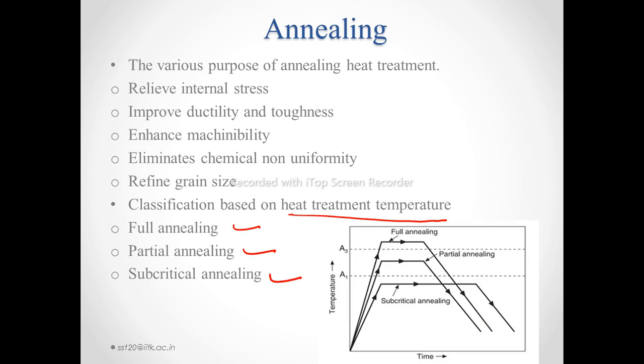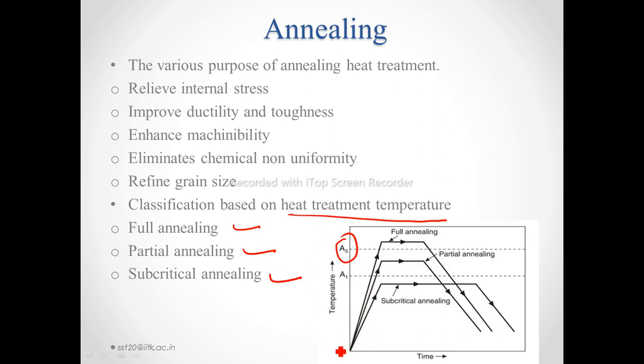Full annealing: steel is heated above the upper critical temperature and then it is cooled very slowly. This is the upper critical temperature A3, and we are heating above this and getting a uniform austenitic structure, and then we are cooling slowly, and we will get a pearlitic structure for the eutectoid steel.